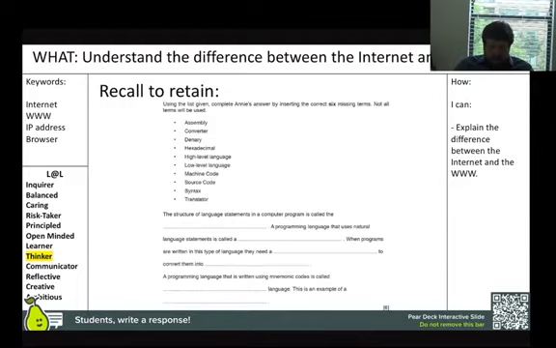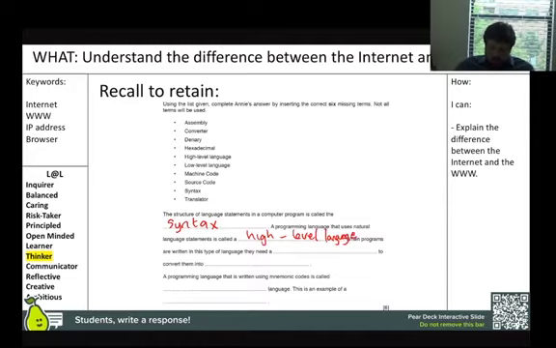The final question is asking us about inserting the missing terms, and this is all to do with different types of language and the generations of language. Let's read it together. The structure of language statements in a computer program is called the syntax. A programming language that uses natural language statements is called a high-level language, because it is very much similar to English.